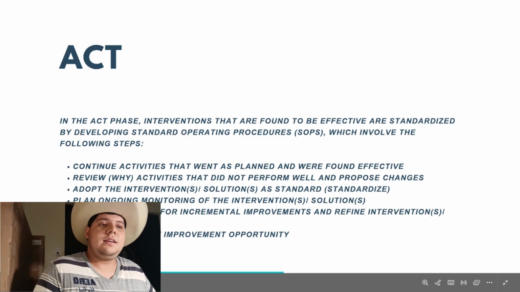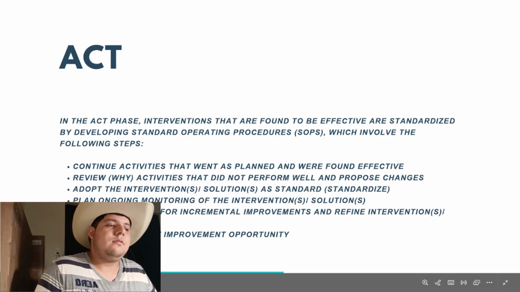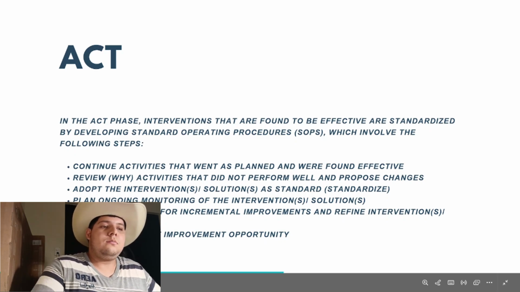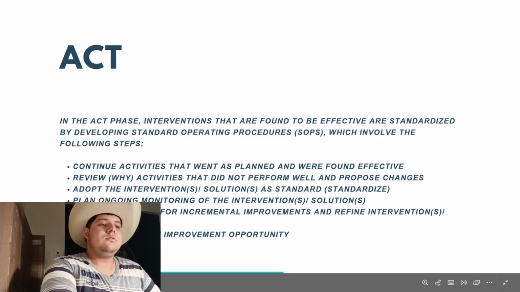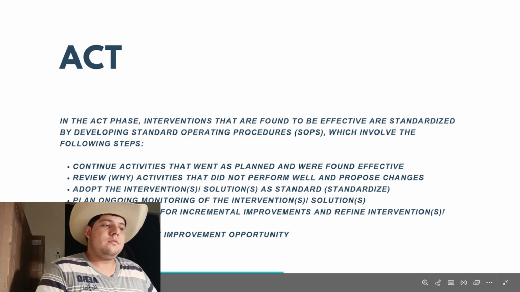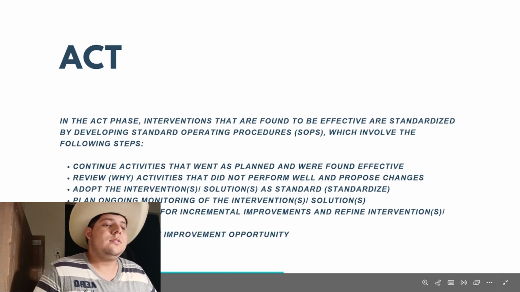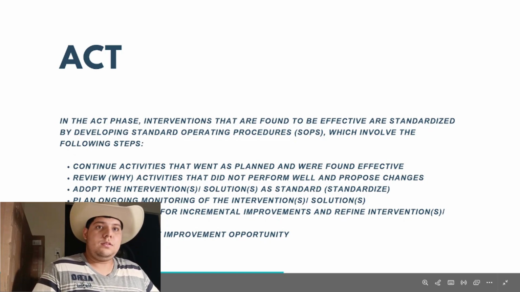And in the act phase, interventions that are found to be effective are standardized by developing standard operating procedures, which involve the following steps: continue activities that went as planned and were found effective, review why activities didn't perform well and propose changes, adopt the intervention solutions as standard. Plan ongoing monitoring of the integrated solutions. Continue to look for incremental improvement to refine the solutions. Look for the next improvement opportunity.